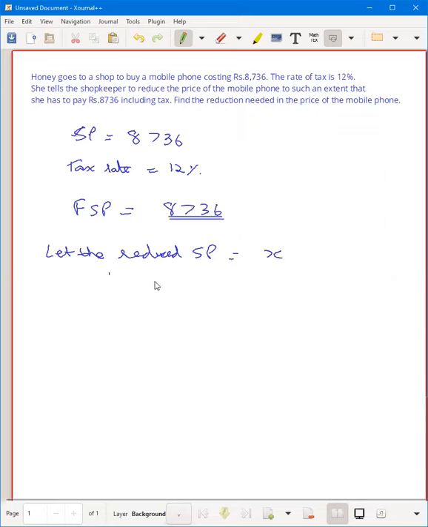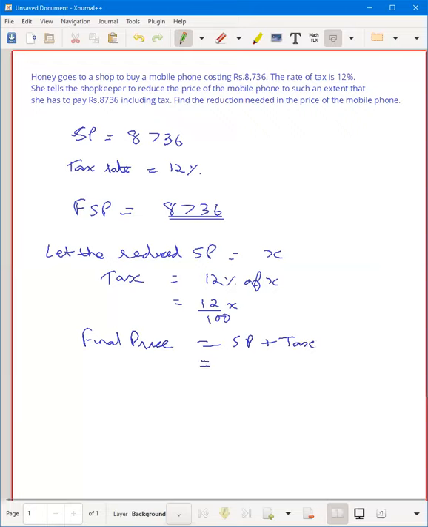What will be the tax charged on this? 12% of X, which is 12 upon 100 X. And what is the final price then, including tax? That is selling price plus tax, which will become X plus 12 upon 100 X, isn't it? So this becomes 112X upon 100. This is the final price that she is willing to pay, including tax.